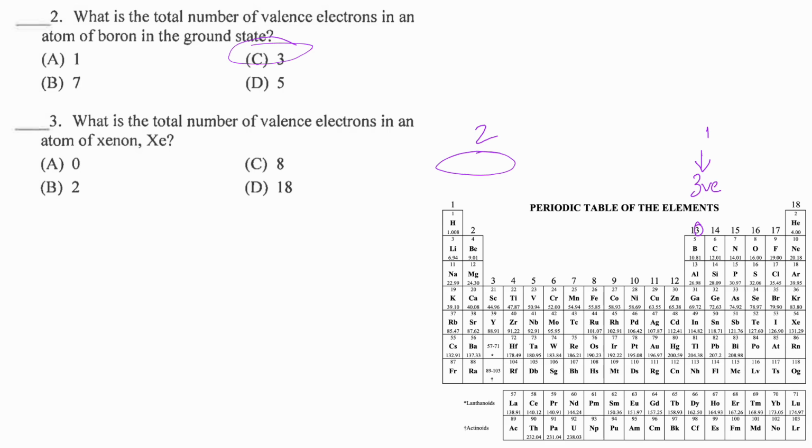Then number 3 says, what is the total number of valence electrons in an atom of xenon? Xenon is a noble gas. It's in group 18, so it has 8 valence electrons.